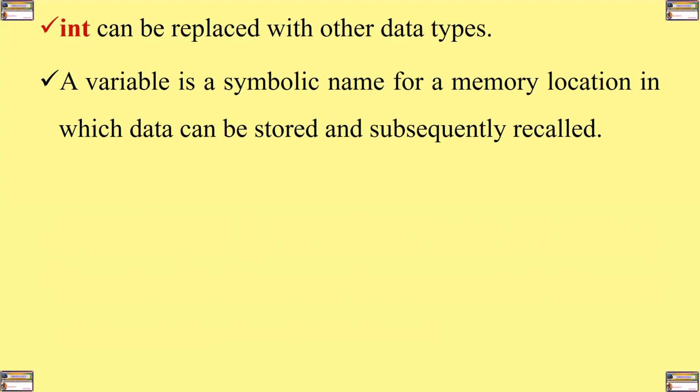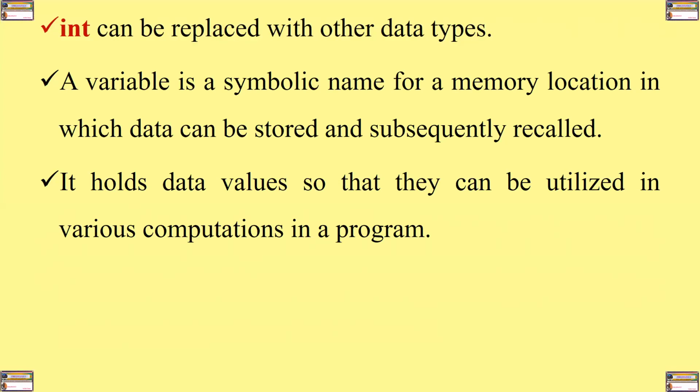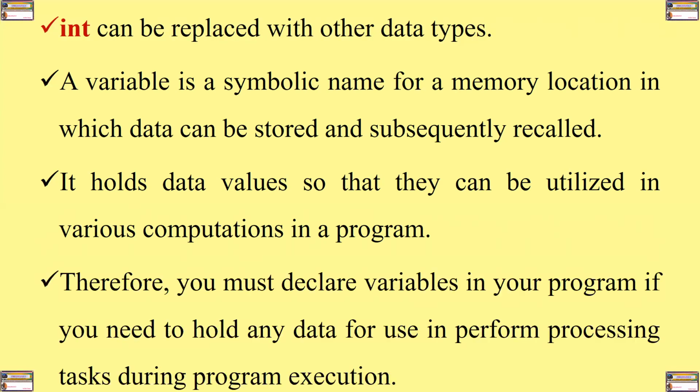A variable is a symbolic name for a memory location in which data can be stored and subsequently retrieved. It holds data values so that they can be utilized in various computations in a program. Therefore, you must declare variables in your program if you need to hold any data for use in performing processing tasks during program execution.